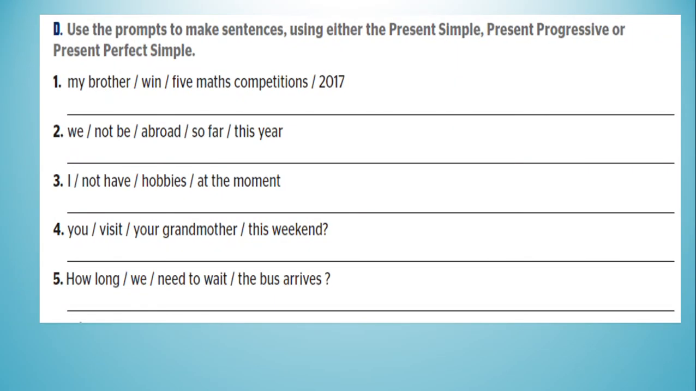Now let's move to exercise D. Use the prompts to make sentences using either the present simple, present progressive, or present perfect simple. Take your time and pause the video and write your own answers, then come back to me to check your answers together.